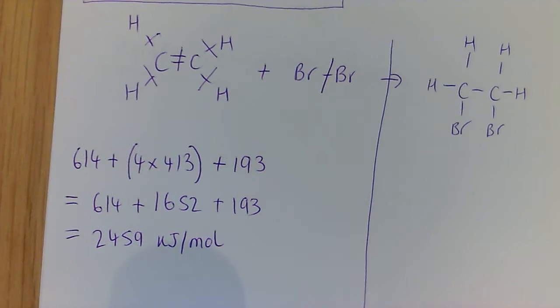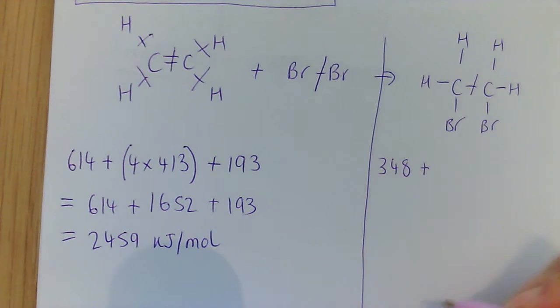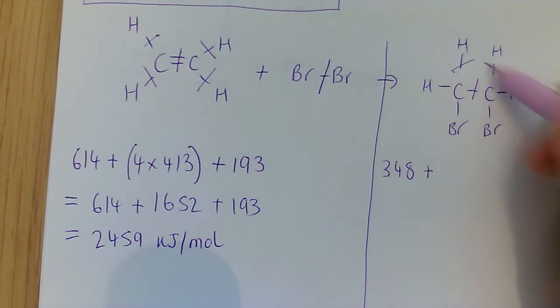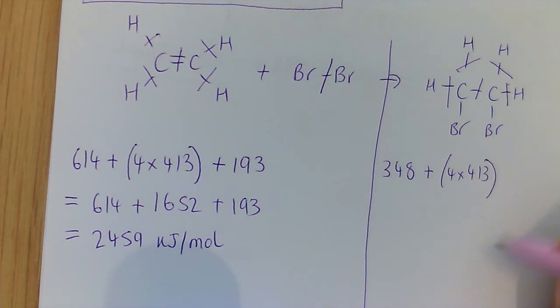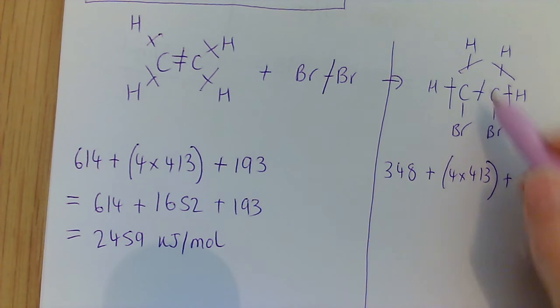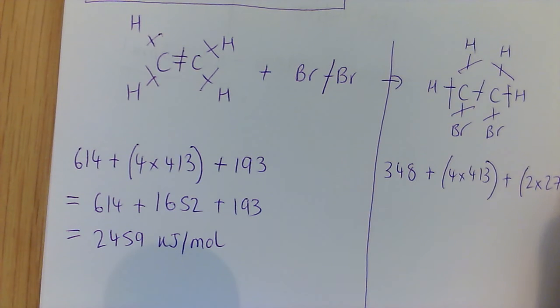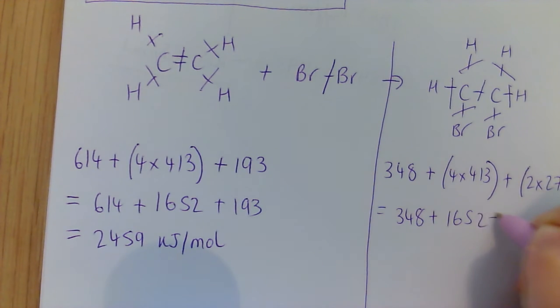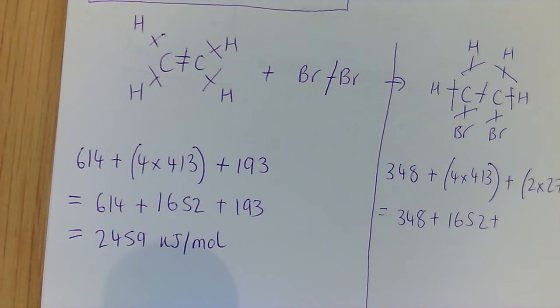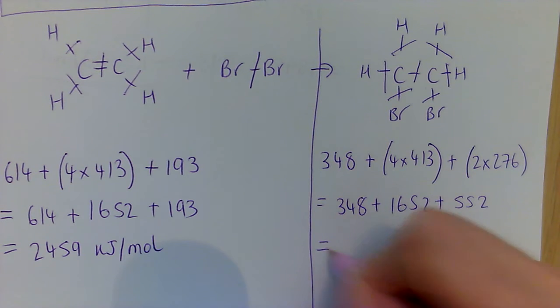Then over this side, I've got a carbon-carbon single bond this time, which is 348. I'm adding 1, 2, 3, 4 carbon hydrogens again. But this time, I've also got 2 carbon-bromine bonds, and they're worth 276 each. So that's 2 times 276. Sorry, paper's sliding all over the place. Okay.